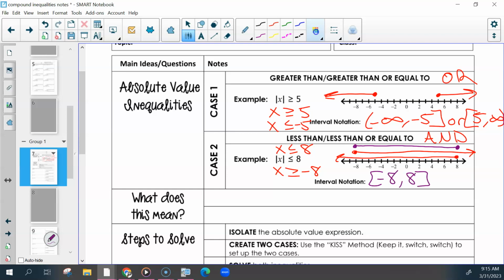Now the numbers may not always be the same, and it depends on the word. But the cases will always be the same. Greater than or equal to will always give you or, unless you're dividing by a negative, then it changes. And then less than or equal to will always be and, unless you divide by a negative, because then the case changes. Questions so far? I'm going to have you fill this in after you finish writing this down, and then we'll go through a few examples.